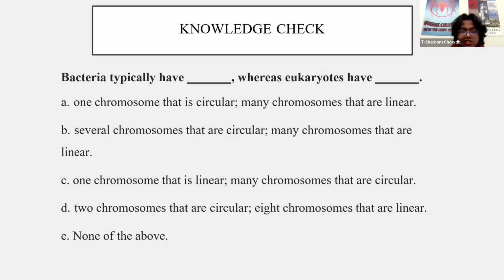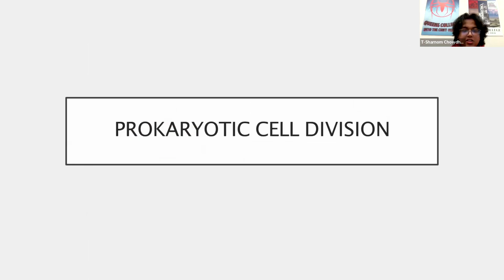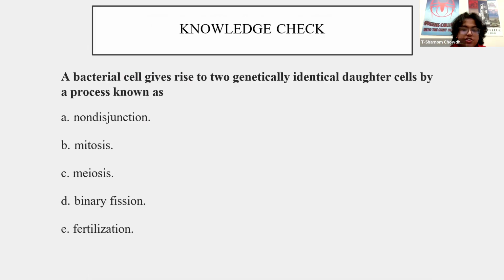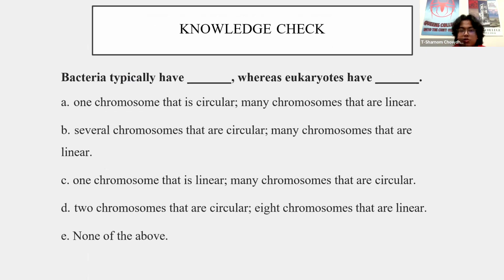So as you see here, the chromosomes for bacteria are circular. The chromosomes for eukaryotes are linear. As you see, they create the common X shape that we see. The genetic material itself does appear to be circular when you look deep in, but the general shape of chromosomes is linear, whereas in bacteria, they're circular. So bacteria typically have one chromosome that's circular. Eukaryotes typically have many chromosomes that are linear. So the correct answer was A.